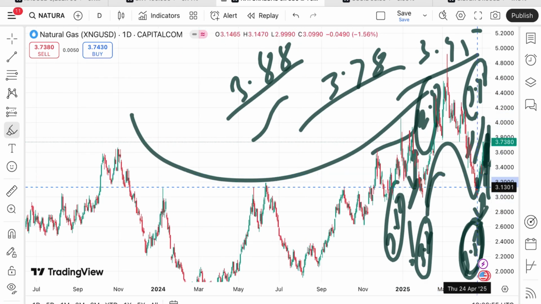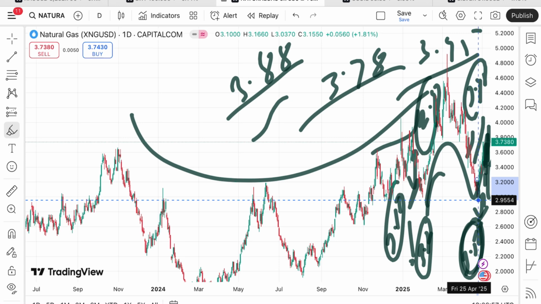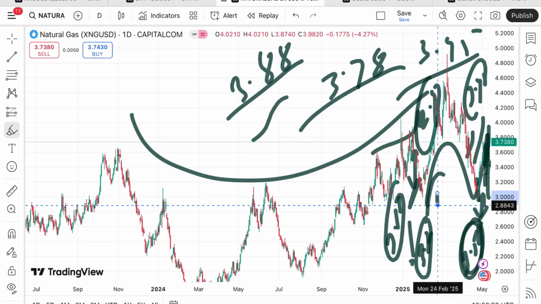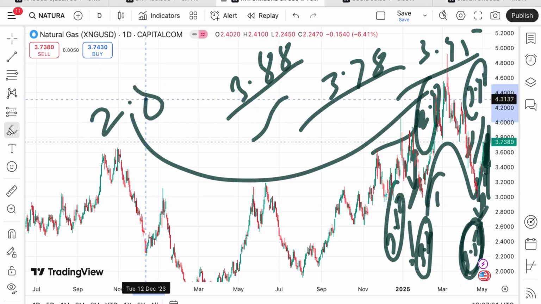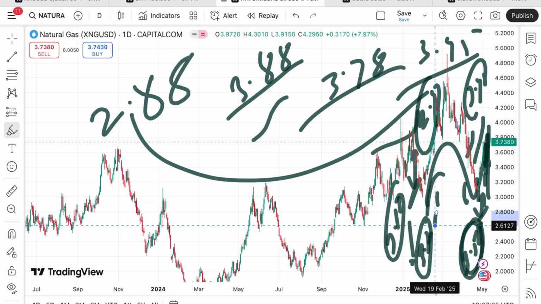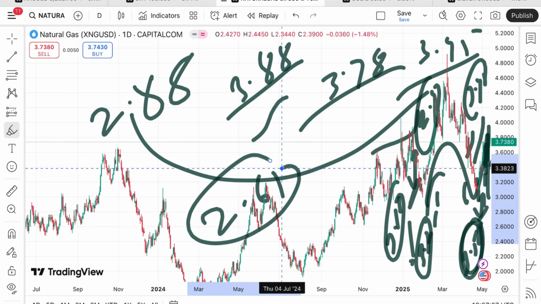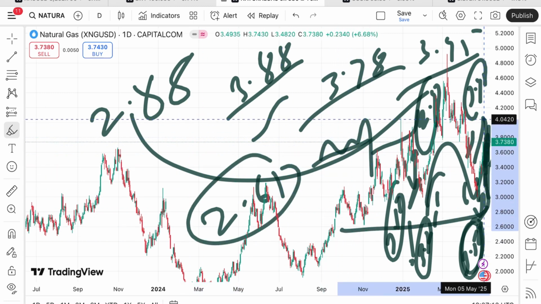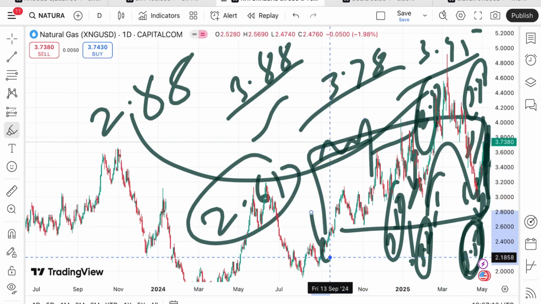Okay, and as soon as the price started falling below 2.9, probability will be high that it will go further down towards a level of 2.88. Okay, and if the price falls below that particular level, chance of touching a level of around 2.6 will be there, 2.61, and this is already being tested, so chances are high the price will fall further down.